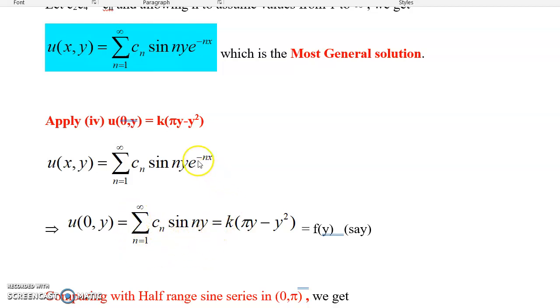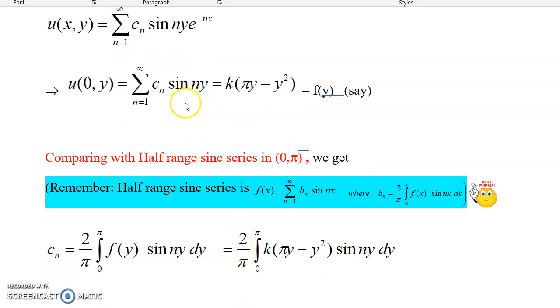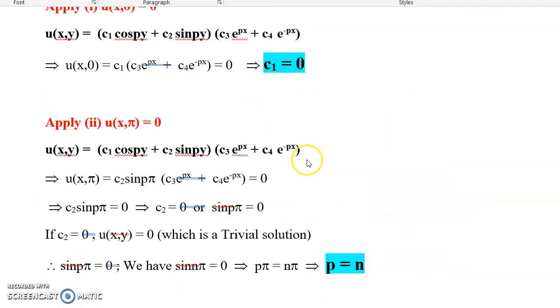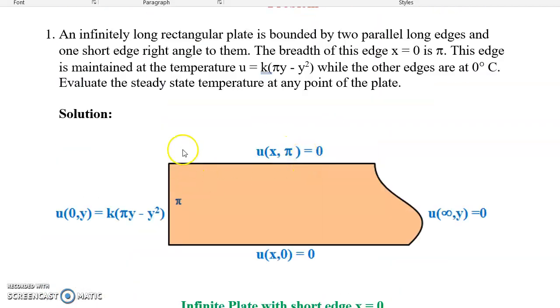And the condition says this is equal to, what is the right side? K into pi y minus y squared. But when you observe, this is just a function of y. So let us say f of y. So look at this. Is it not your half range sine series? So let us compare this with your half range sine series. I have written the formula for half range sine series in the interval 0 comma pi, because here the length of the plate, you should observe, is 0 to pi.